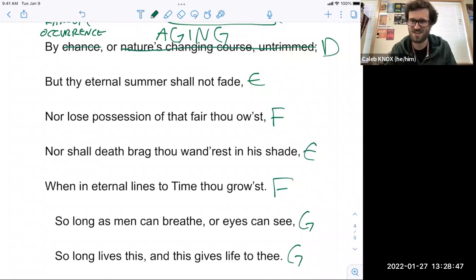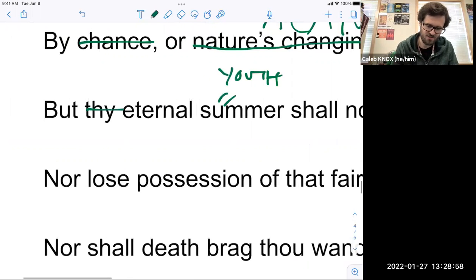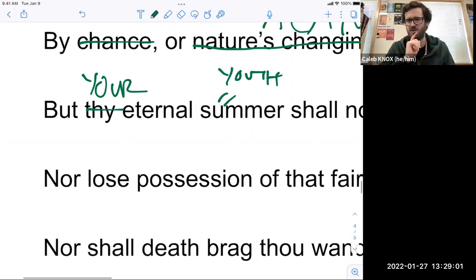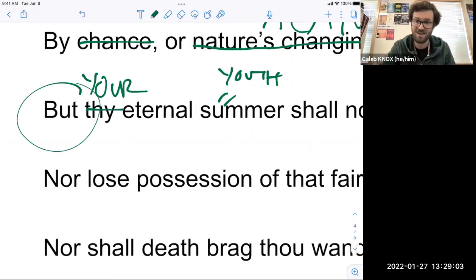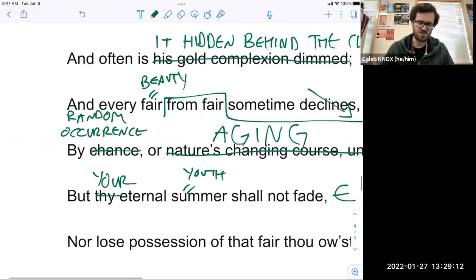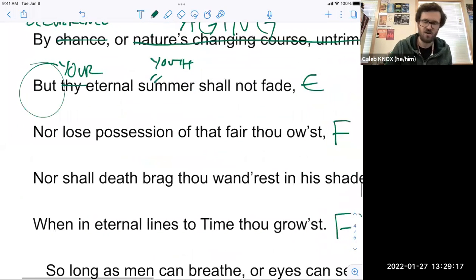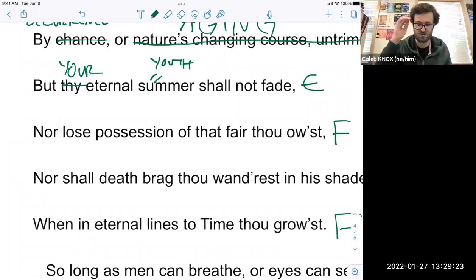But thy eternal summer shall not fade. Remember earlier, we said that summer means youth. And thy means your. It's really important to note when you're looking at a poem, whenever you see the word but, it means there's a change, okay? The word but is a very important poetry word. So we've been talking about just kind of general nature and human experience. But now, we're transitioning to talk specifically about the person that Shakespeare is writing about. But your eternal youth shall not fade, okay?